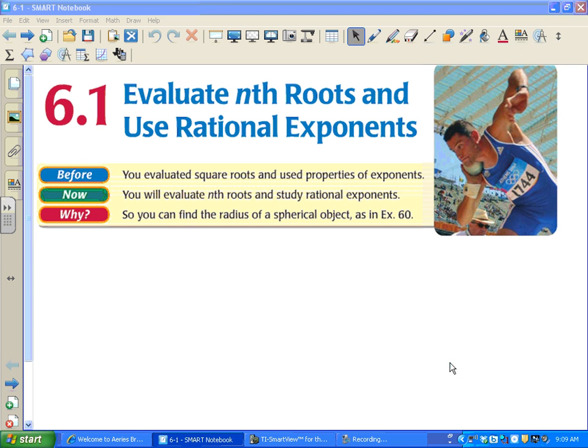All right, today we're going to start chapter 6, finishing up the polynomials. We're going to get into rational exponents as well as radicals for this chapter. Hopefully you're going to see that it's an extension of what we have been doing up to this point. Again, everything that I try to do in class is trying to build off things that we already know or ideas that we've already talked about.